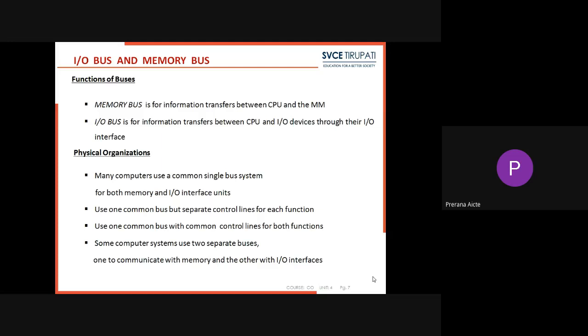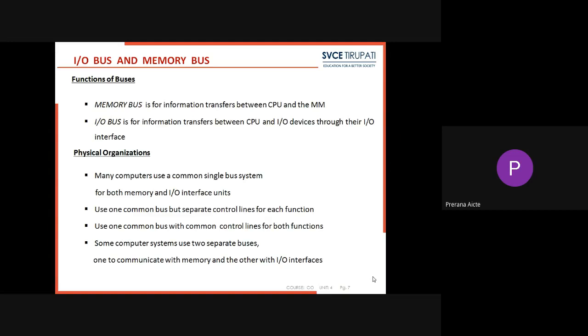And next one, the I/O bus and memory bus. A bus is nothing but a group of wires for connecting multiple devices. There are three ways computer buses can communicate with memory and I/O. The I/O bus is used for information transfers between the CPU and I/O devices through the I/O interface. The memory bus is used for transferring information between the CPU and main memory. So these are the physical organization.